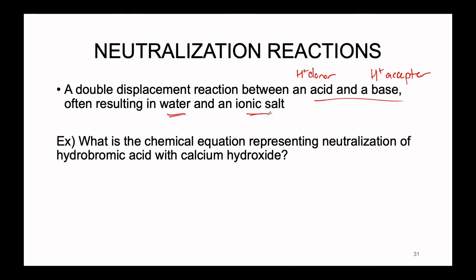ionic salt. So for example, let's say we want to write out the neutralization reaction between hydrobromic acid and calcium hydroxide. Well, we first need to figure out what our reactants are. In this case, we're working with HBr, our hydrobromic acid, and calcium hydroxide is Ca(OH)2. Now, each of these, the HBr and the calcium hydroxide, are going to be dissociating in solution on their own before coming into contact with each other.